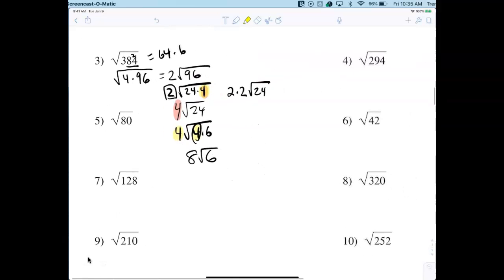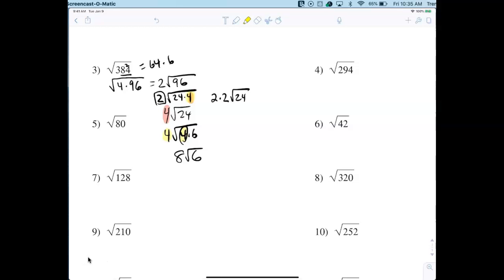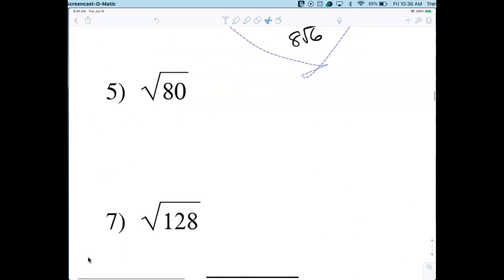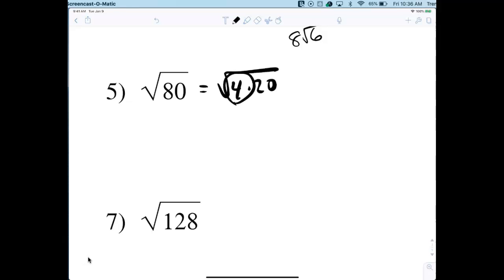Now I'm looking at the square root of 80. Who can tell me what perfect square is in 80? Not 8 and 10. Not 40 and 2. 4 and 20 is okay, because 4 is a perfect square. So square root of 4 times 20. What's the square root of 4? So now I have 2 radical 20.